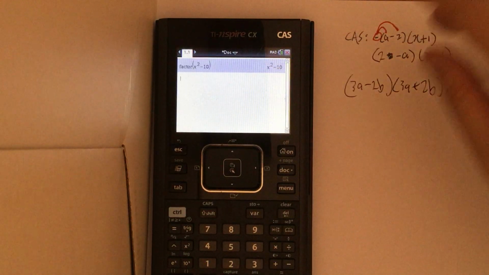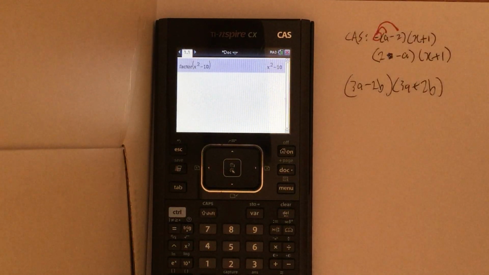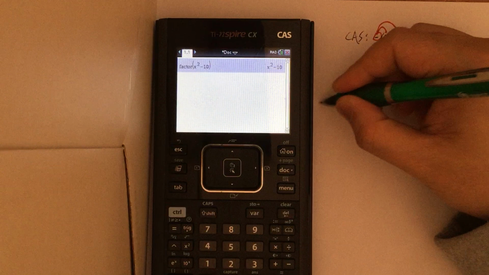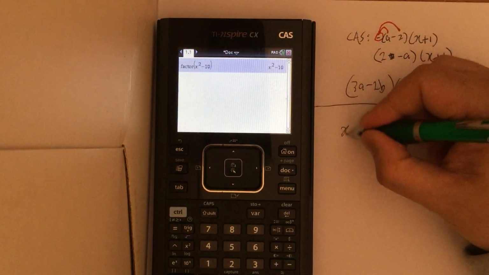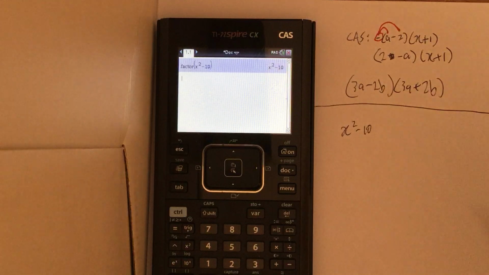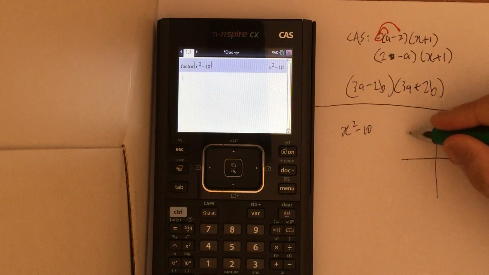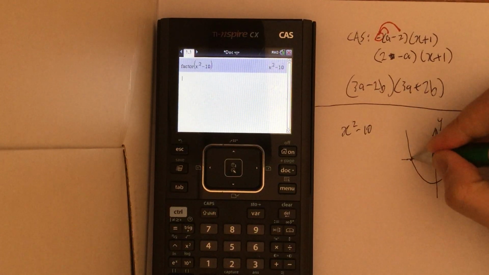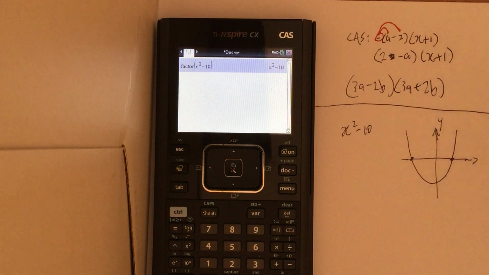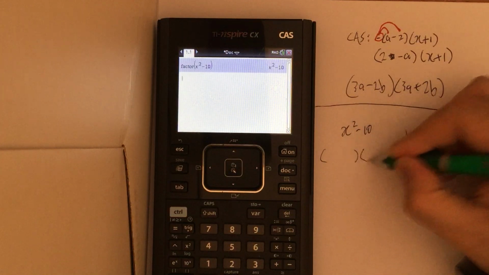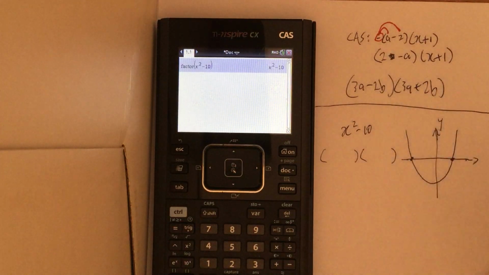Okay, now we're going to be thinking about this. Why are we factorizing? We're factorizing so that it makes life easier to find the x value as the x-intercept. This requires your knowledge of what the graph looks like. x squared minus 10 as a graph looks like this. There are two x-intercepts. Factorization simply means a way that allows us to make the x-intercept stand out much more.